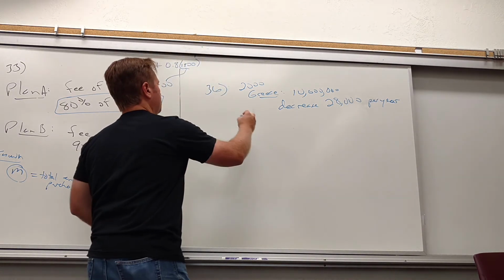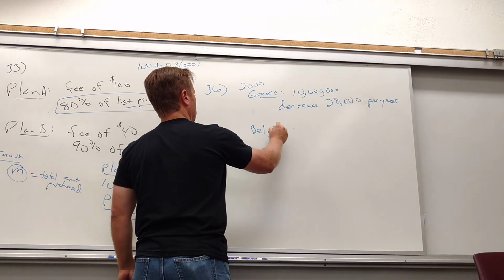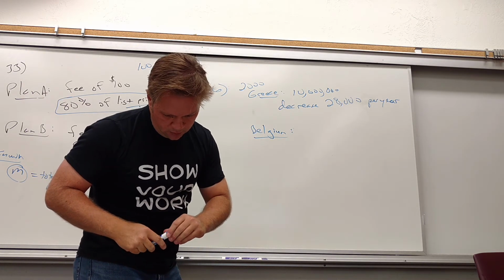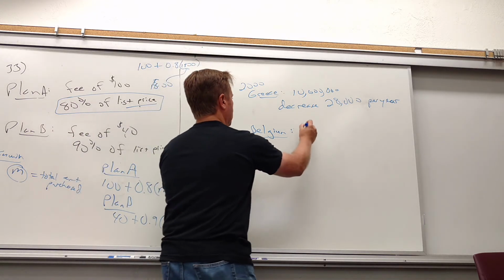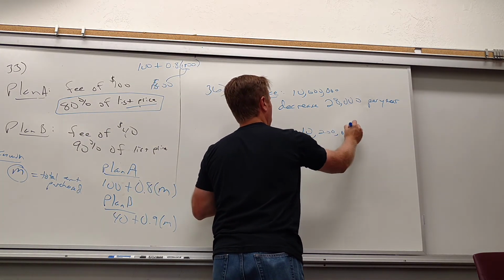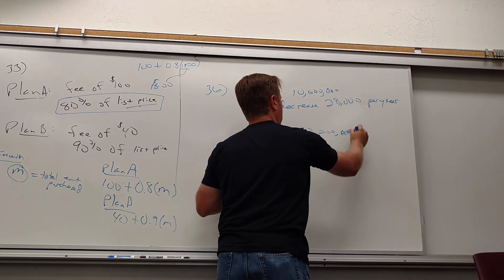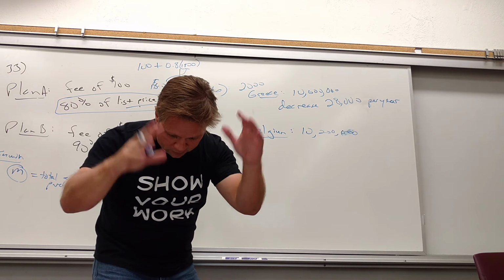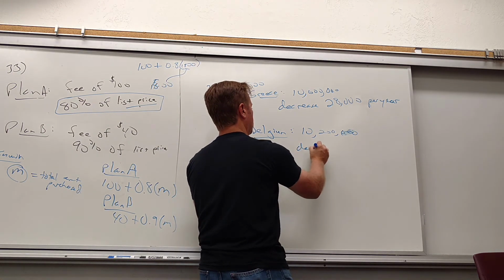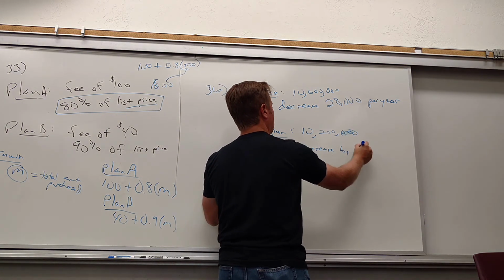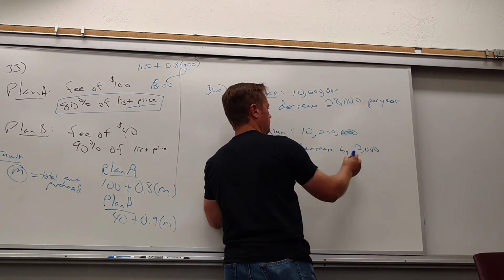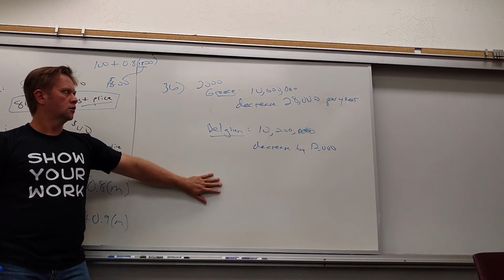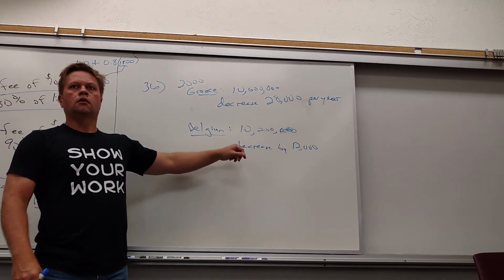In the same year, Belgium, little tiny Belgium, had 10,200,000 people. And it's decreasing by 12,000 per year. So why does it make sense that at some point these will meet up? At some point the populations will be equal. Why does that make sense? Because Greece is declining quicker.